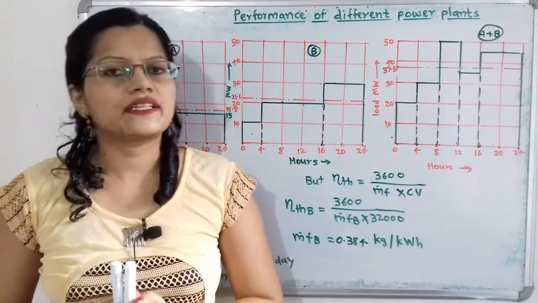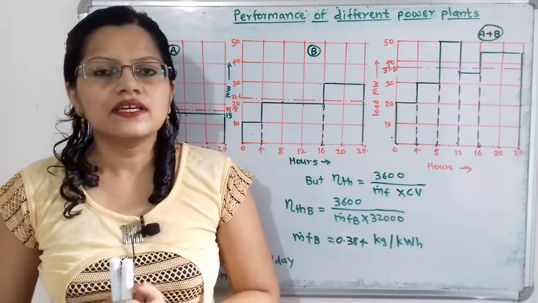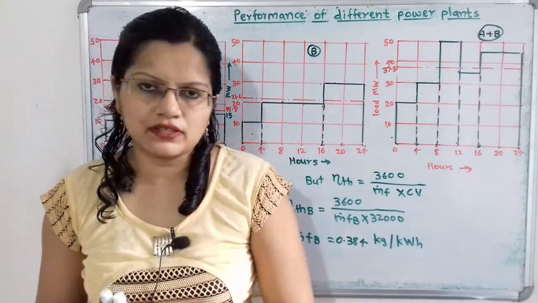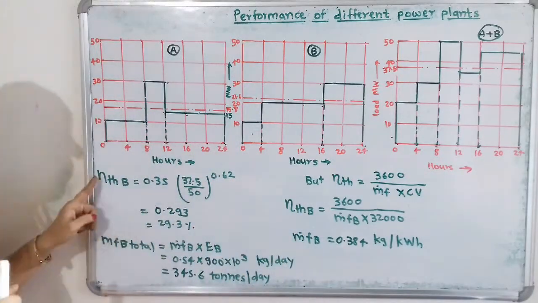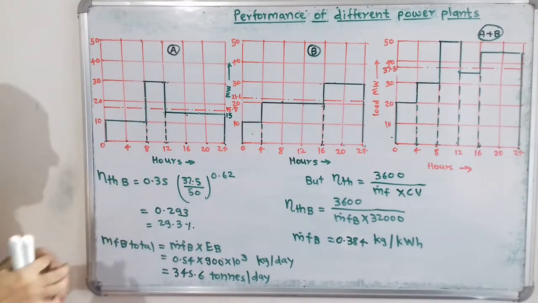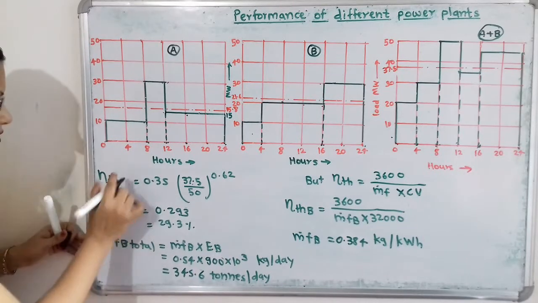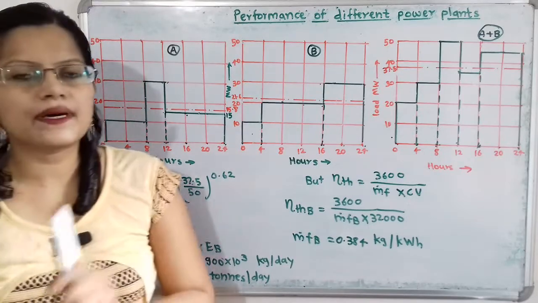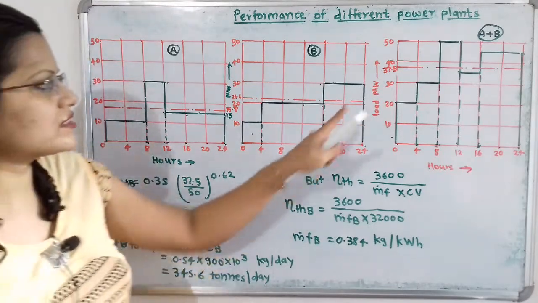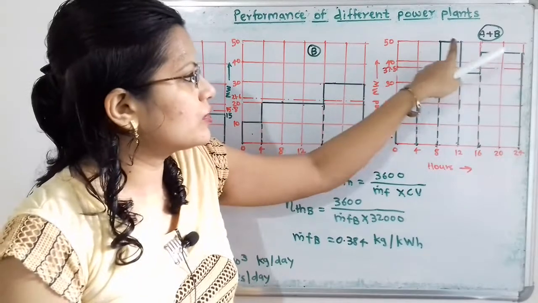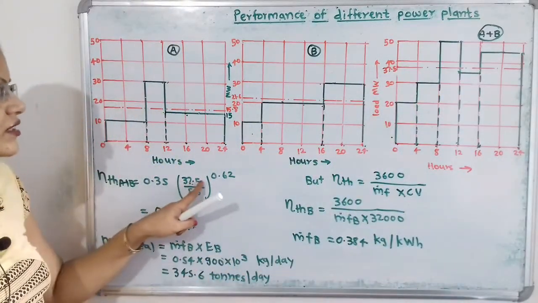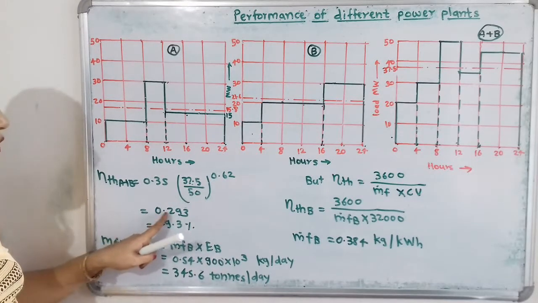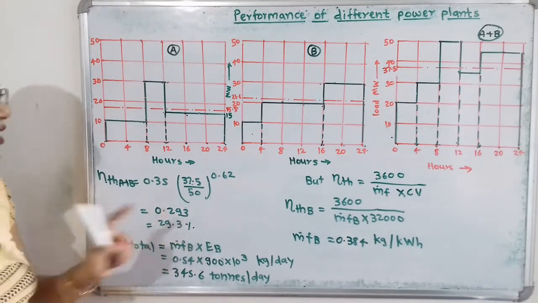Now we will calculate the amount of fuel required when the power is supplied to both consumers A and B simultaneously. So we will apply the first given formula for the thermal efficiency. For here we will write A plus B, that is 0.35 multiplied by percentage load. So percentage load is nothing but here the average load divided by capacity. So average load 37.5 divided by 50 raised to 0.62. So here 0.293 which is equal to 29.3.